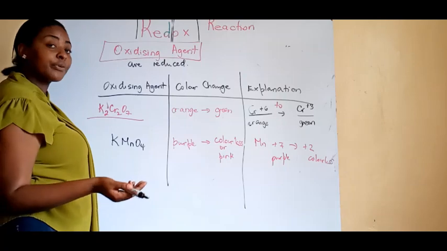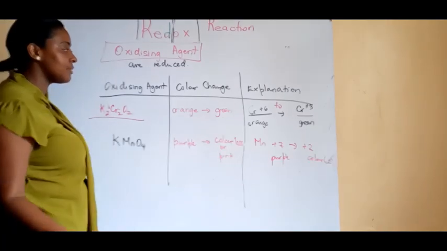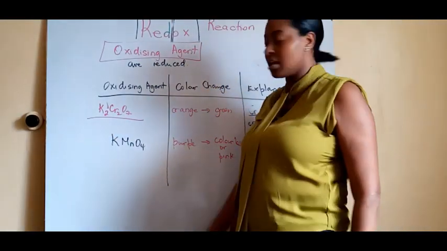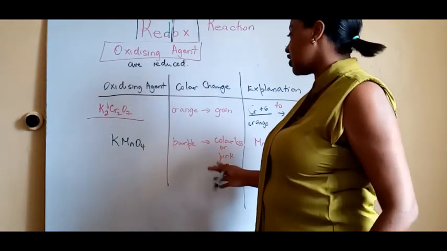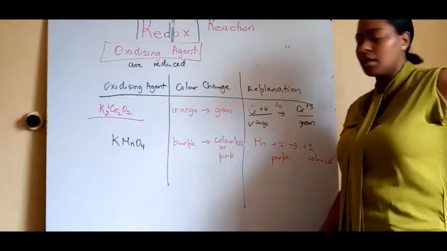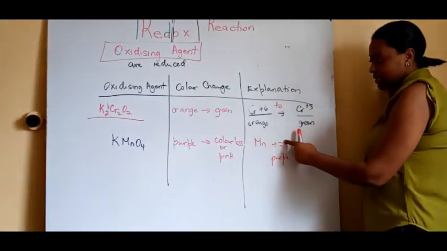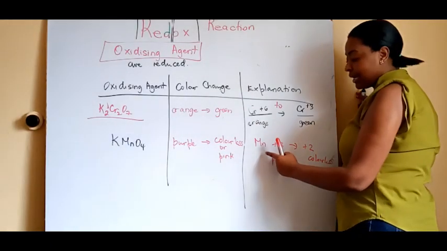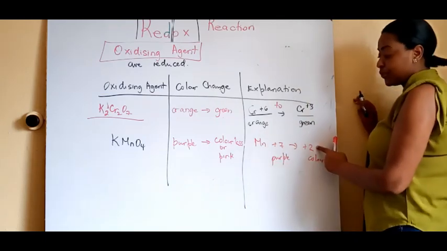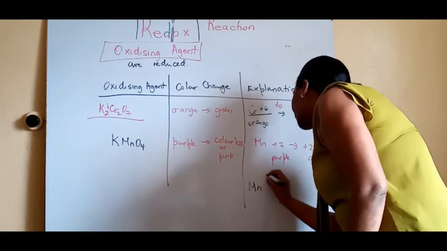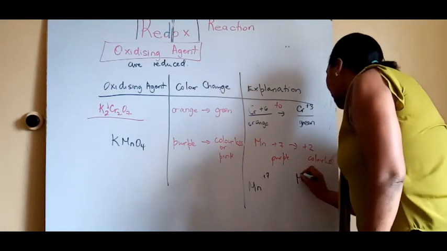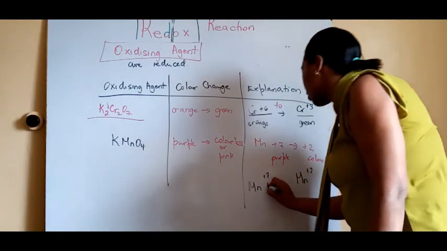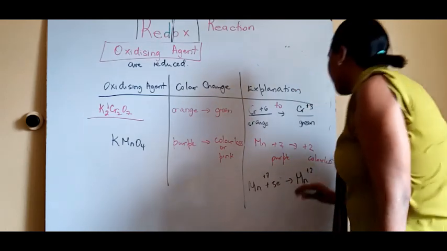Acidified potassium permanganate is also another oxidizing agent. When acidified potassium permanganate is acting as an oxidizing agent, it has this color change. It moves from purple to colorless or pink. When it is purple, manganese is +7. When it is pink, it's going to be +2. So the oxidation number of manganese is moving from +7 to +2. So Mn moves from +7 and it goes to Mn2+. In order for that to happen, it means that it gained electrons. So it's going to gain 5 electrons to form Mn2+.